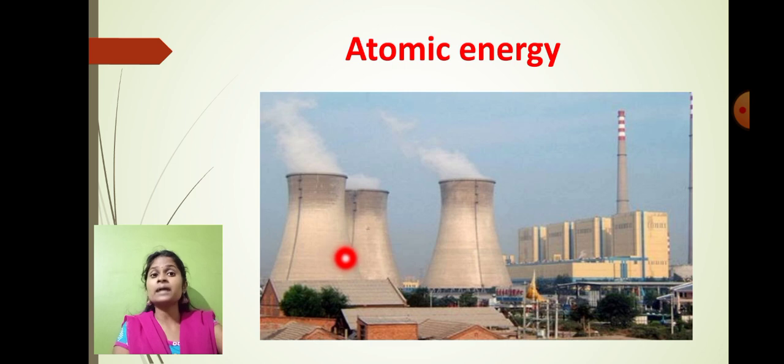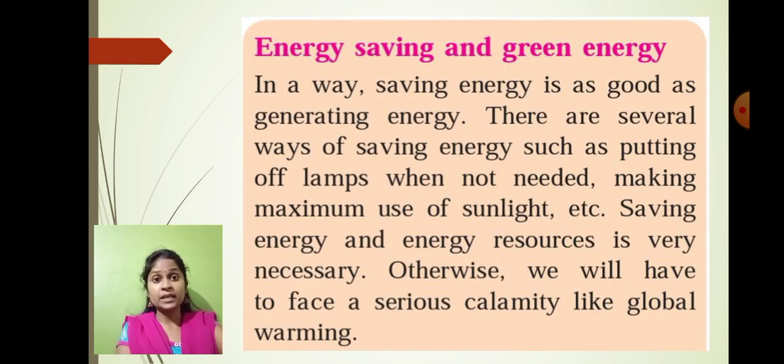In this plant, electricity is produced by using atomic energy, which is one of the alternative sources. If we start to use this type of electricity, then the load shedding problem might get reduced in the future as well, right? Students, let me tell you that over here, energy saving and green energy, always remember it is better to save energy rather than creating it again and again.